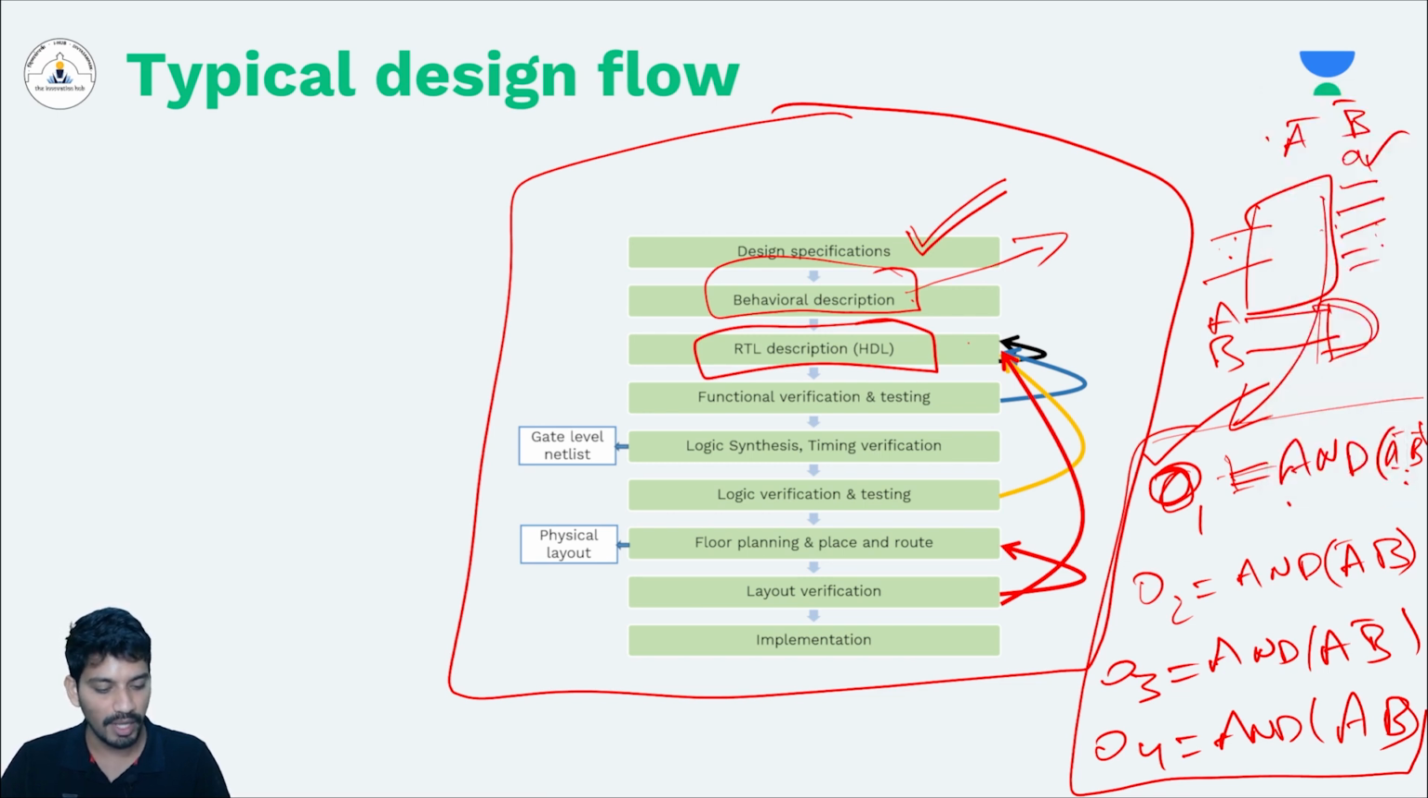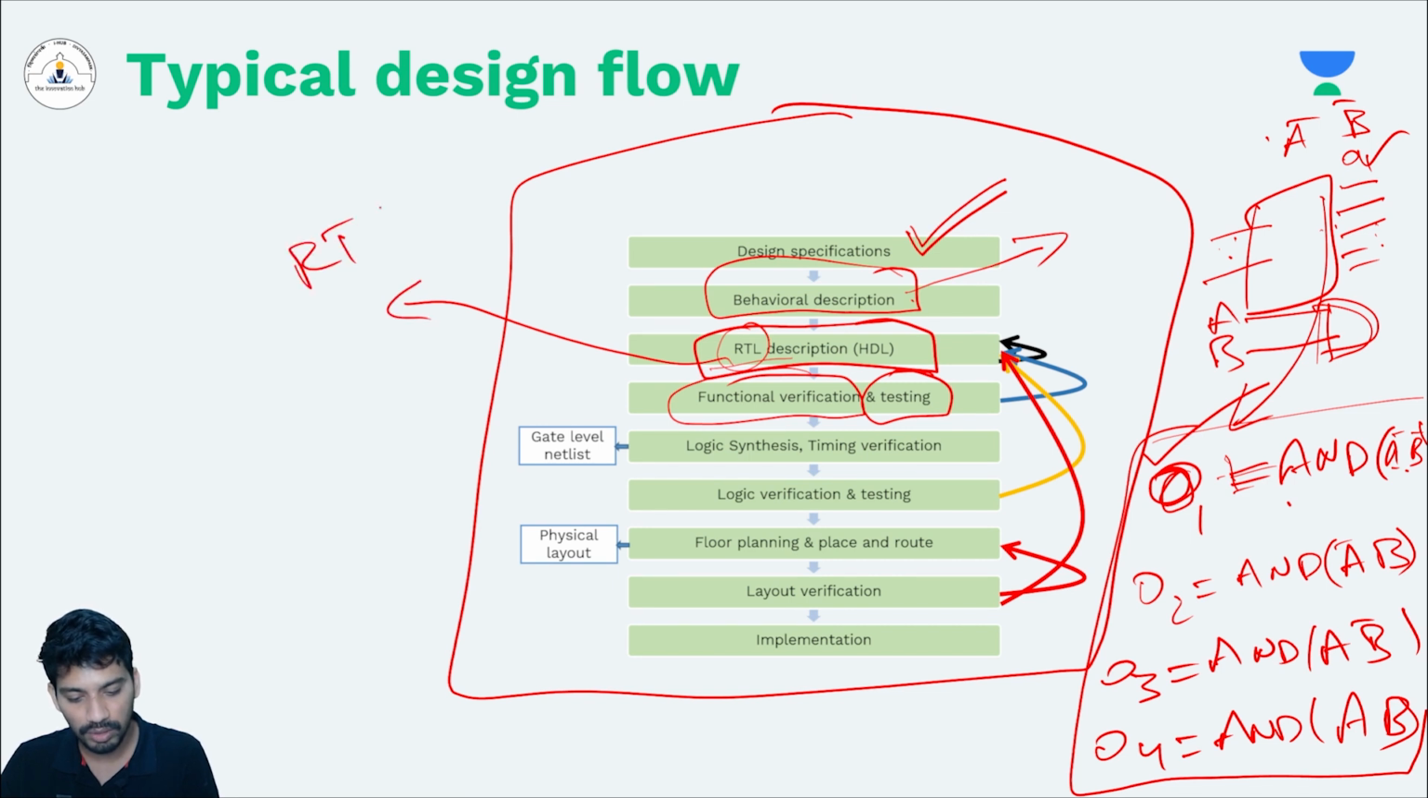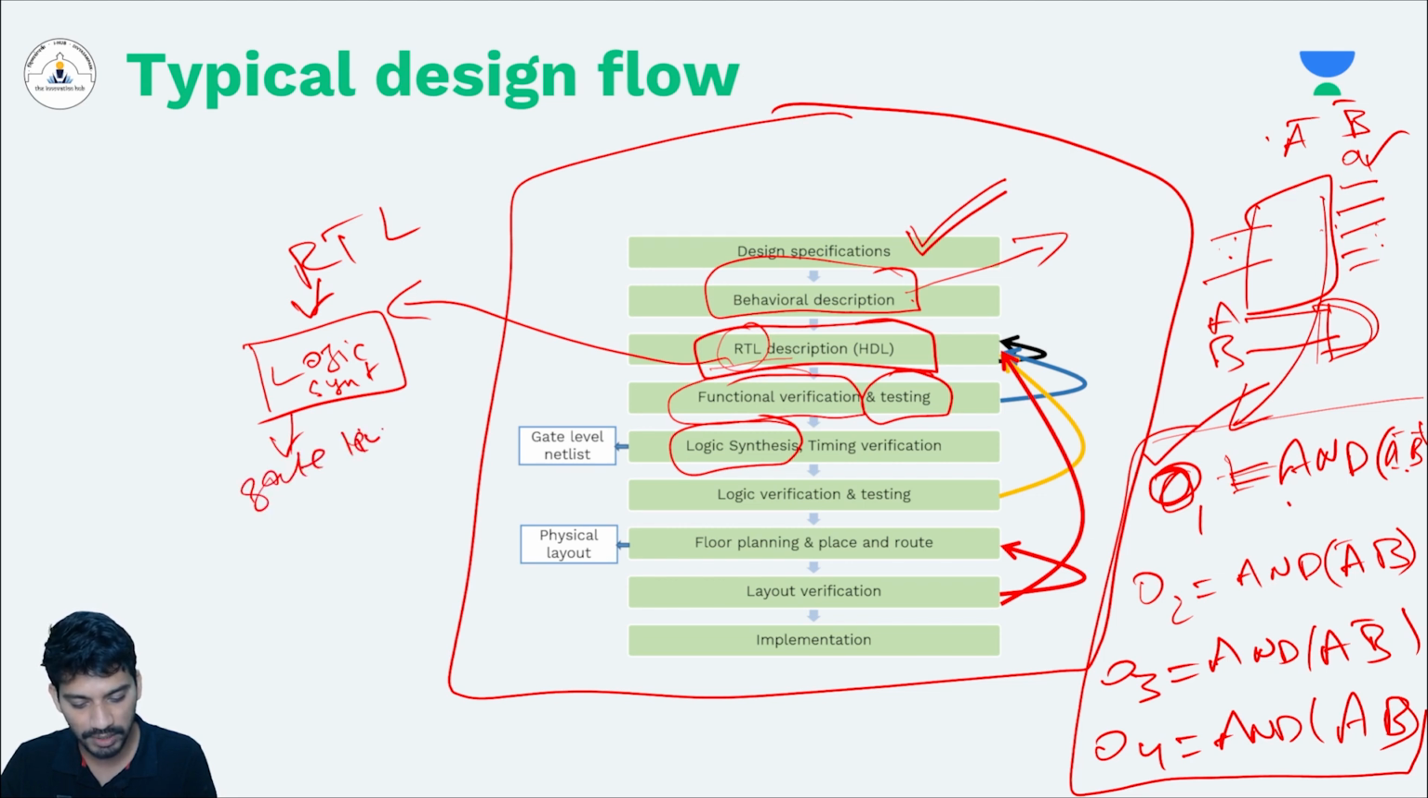That simple it is. And once the hardware description language is described in RTL, you will do the functionality verification of your design and testing. Once you do the testing and you are confident that your design is working, then you will give this RTL code to a tool called logic synthesis, where this logic synthesis tool will convert your RTL language into gate level netlist. What is gate level netlist?